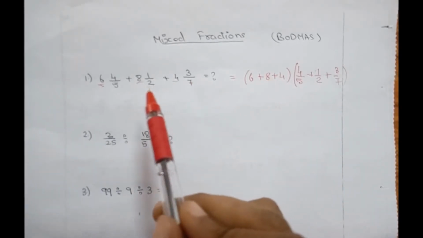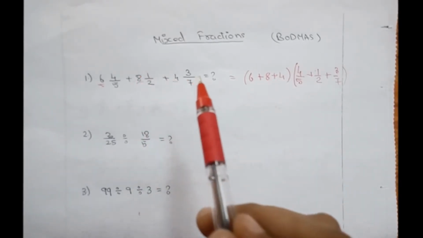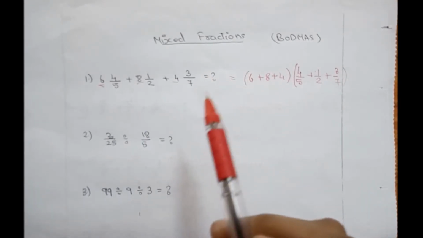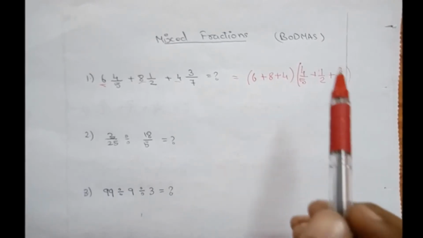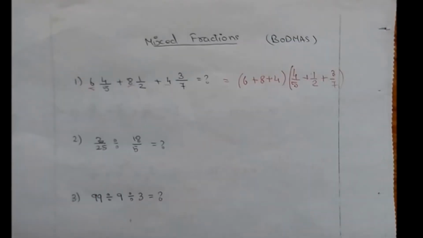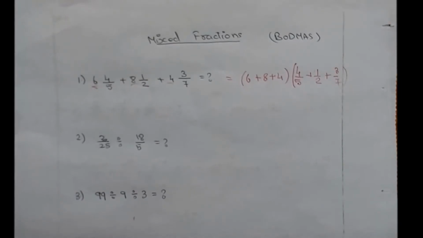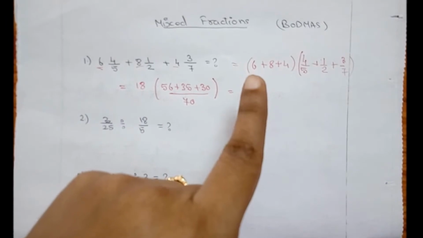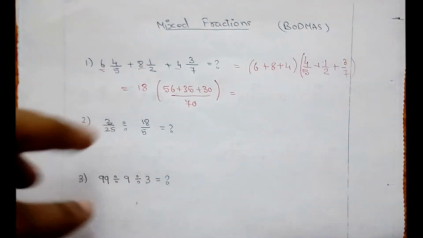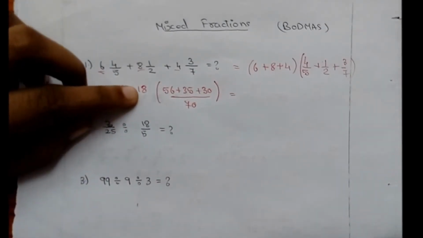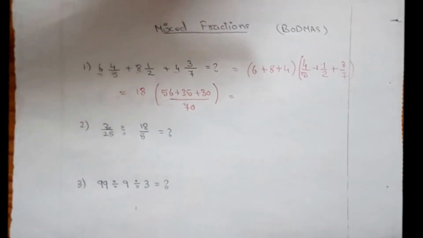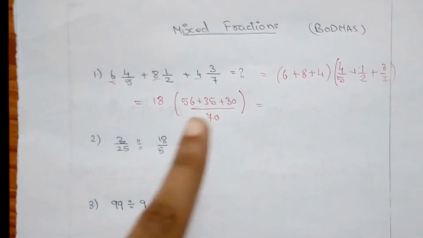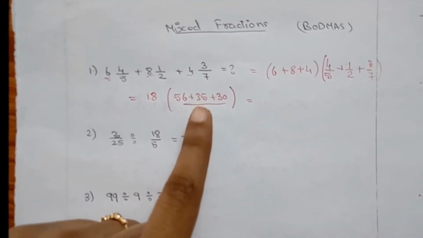If I multiplied with the normal method, it would be a big sum, so you would have to multiply big numbers to get the answers. So here you can get this easily. I will show you how. See here I have added 6 plus 8 plus 4 in the front, and I have written 18 over here, and for the fraction part I have taken the LCM and I have written it like this.